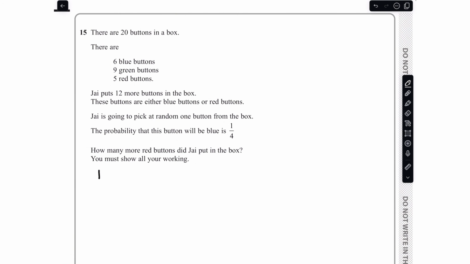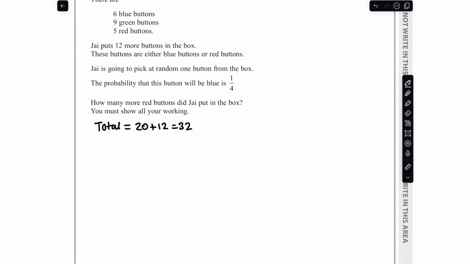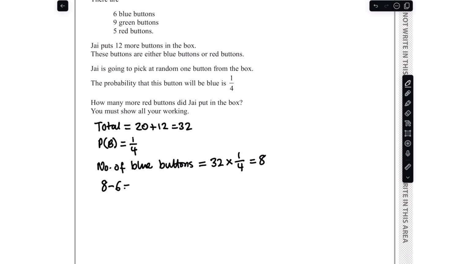So the first thing we know is that the total number of buttons in the box is 20 plus 12, and that equals 32. We also know that there are 9 green buttons, and the probability of picking out a blue button equals a quarter. So the number of blue buttons equals 32 multiplied by a quarter, and so that value will give you 8. Therefore, to obtain the number of additional blue buttons that were added to the box, we can subtract 6 from 8, and that value gives you 2.